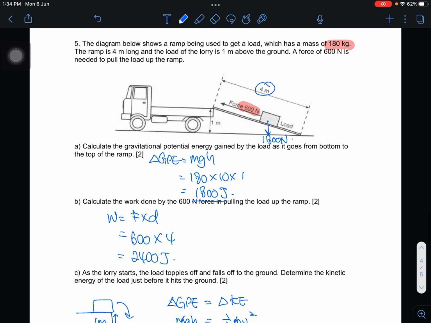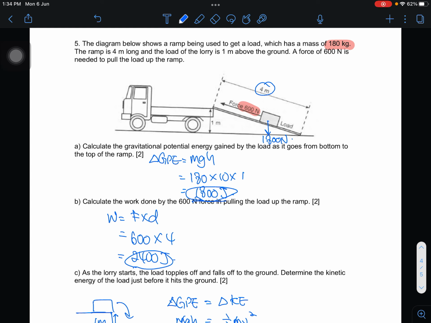So I'm going to go back to A and B again. You see, we did 2,400 joules of work. The box only gained 1,800 joules of energy. So where did this 600, the difference, go to? Some of the energy must have been lost as heat, thermal energy, and sound as you move it up.